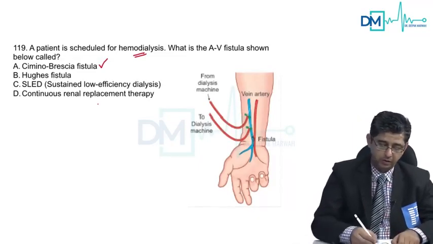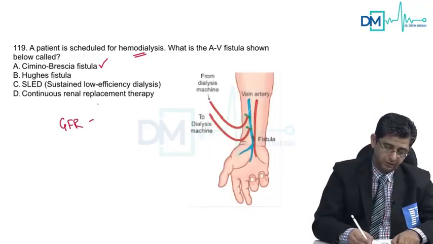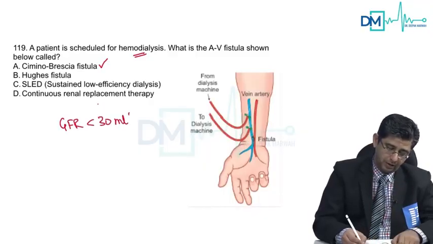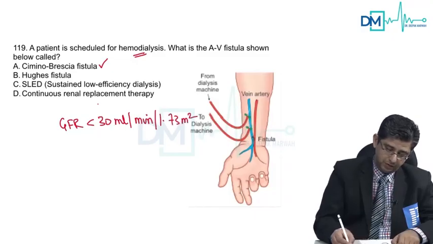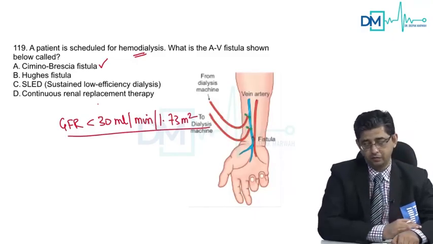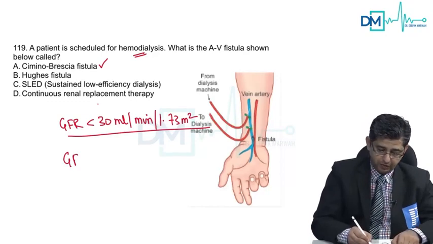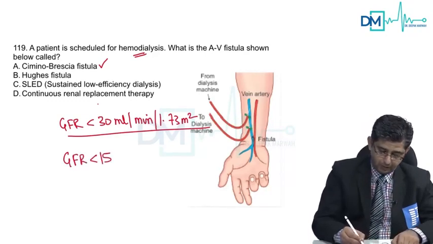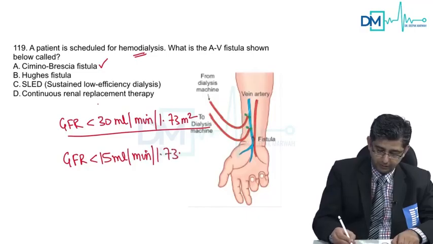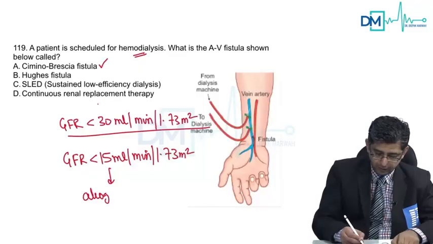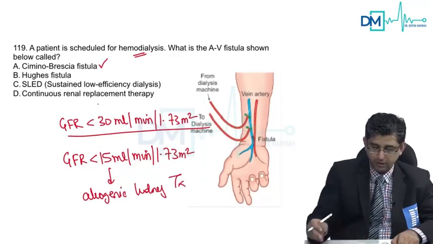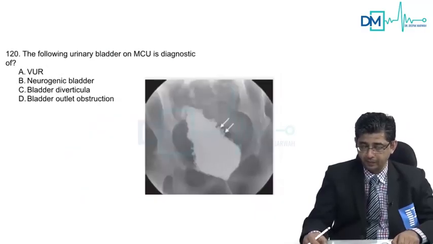Hemodialysis is done when the glomerular filtration rate of the patient is less than 30 ml per minute per 1.73 meters square of body surface area. That is when hemodialysis is done in a patient. And if the value of the GFR goes to less than 15 ml per minute per 1.73 meters square of body surface area, then the treatment of choice for the patient will be allogenic kidney transplantation, because that would be ESRD, end stage renal disease.